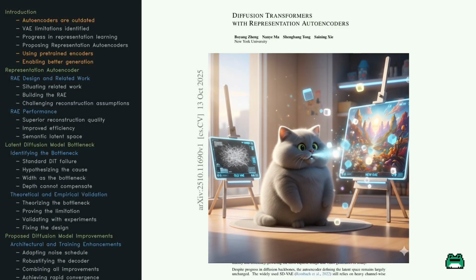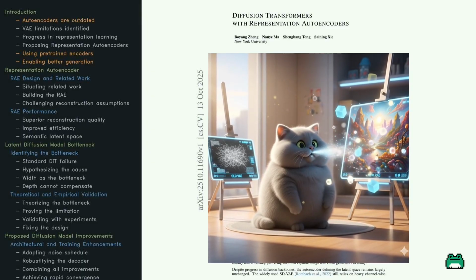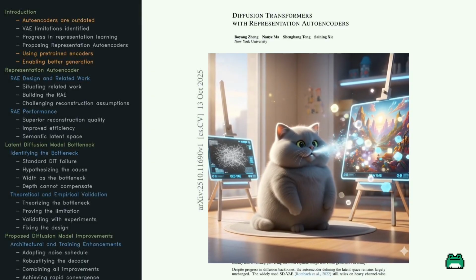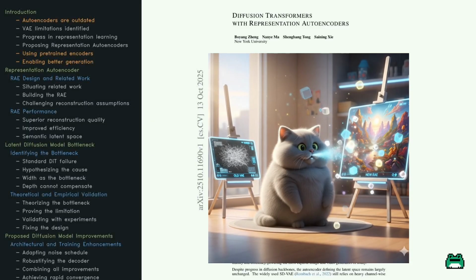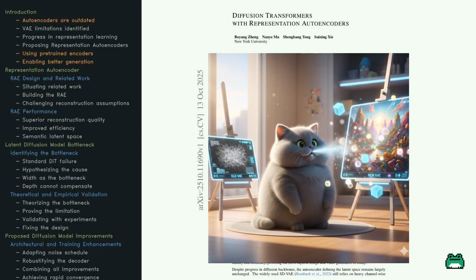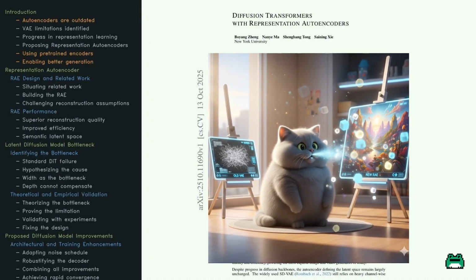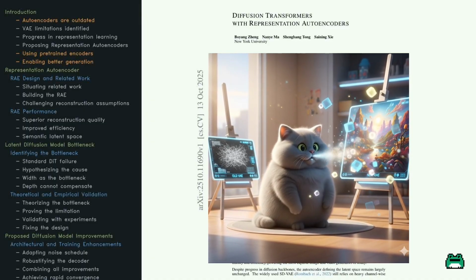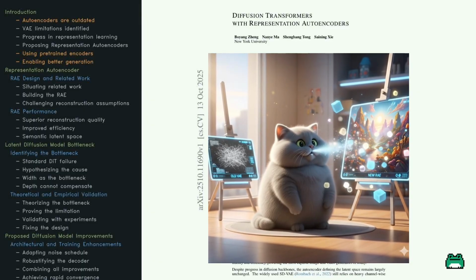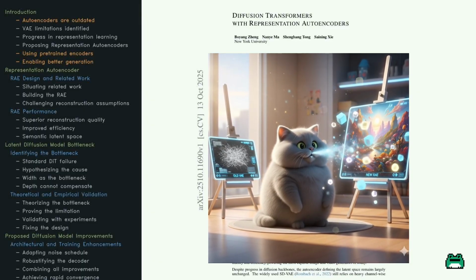Imagine this. You take the brain of a world-class vision model, like DINO or SigLIP, and plug it straight into a diffusion transformer. That's the wild idea behind Representation Autoencoders, or RAEs. Instead of squishing images into tiny, blurry latents like old-school VAEs, RAE keeps the rich, high-dimensional features from these pre-trained encoders and teaches a lightweight decoder to reconstruct the image.